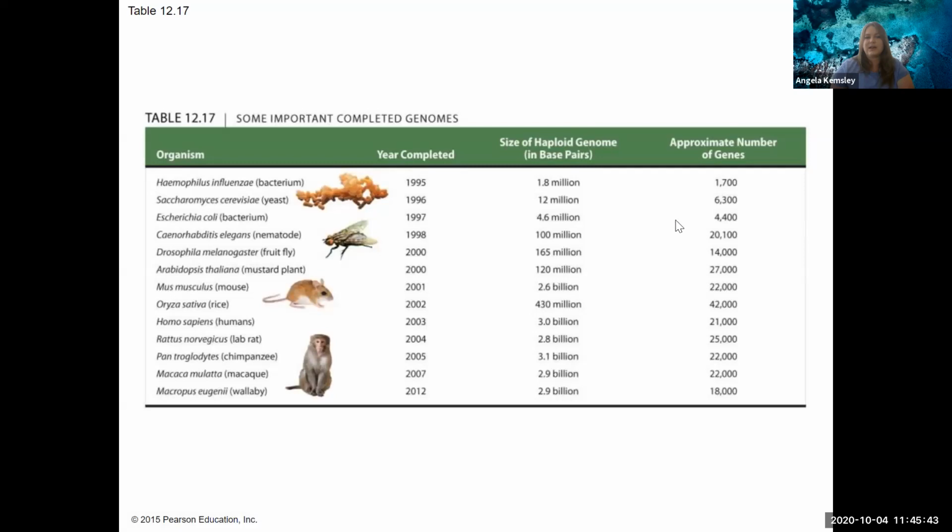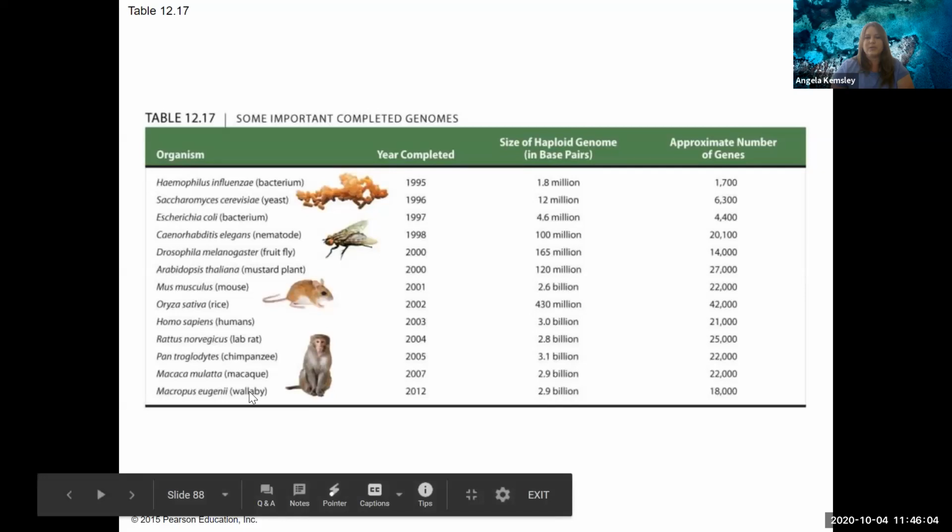Chimpanzees we've done, which is interesting. We're gonna talk about that in just a minute. Macaques, wallabies. But anyway, you can see that we started off kind of small. We started off with bacteria because they don't have as many genes. Then we worked our way up to some larger organisms, some that are a little harder to study the genomes of. Take a look at the number of genes in rice, people. Look at that, 42,000. Rice has a lot of genes.